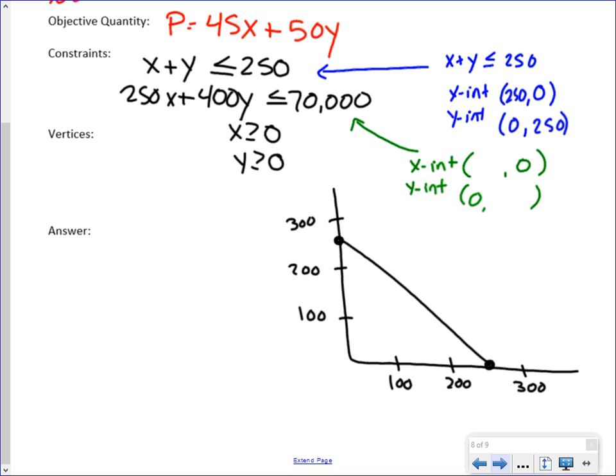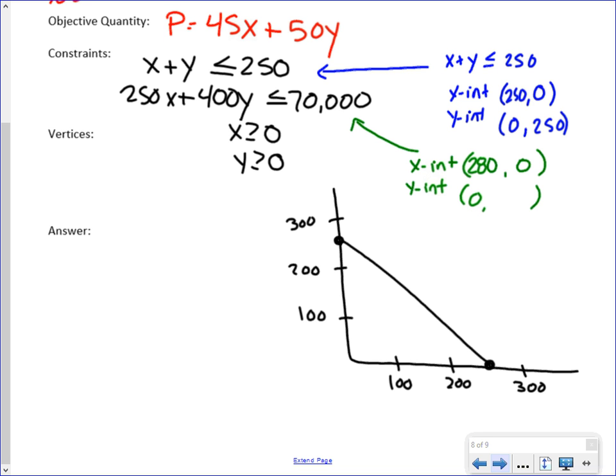For the x-intercept, I would plug 0 in for y. 250x equals 70,000. We just have to take 70,000 divided by 250. 280. So my x-intercept is at 280.